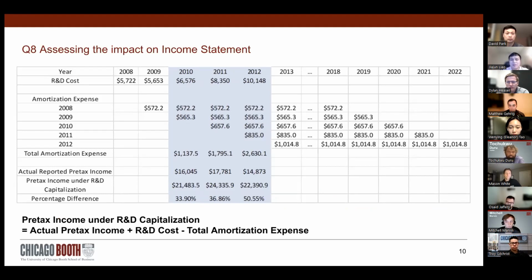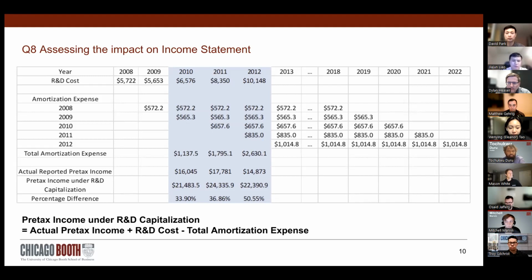Question 8 is asking us to assess the impact on the income statement. Similar to questions 6 and 7, we assume no residual value for the capitalized R&D and a straight line approach for amortization. The R&D costs in 2008 through 2012 are capitalized and then amortized over a 10-year period. For example, the R&D cost in 2008 is amortized in years 2009 to 2018. And similarly, we'll have 1/10 of the R&D cost in 2009 in years 2010 to 2019, and so on. The total amortization expense in 2010 includes 1/10 of the R&D cost in 2008 and 2009. So we have $1,137 million. And similarly, we can get $1,795 million for 2011 and $2,630 million for 2012.